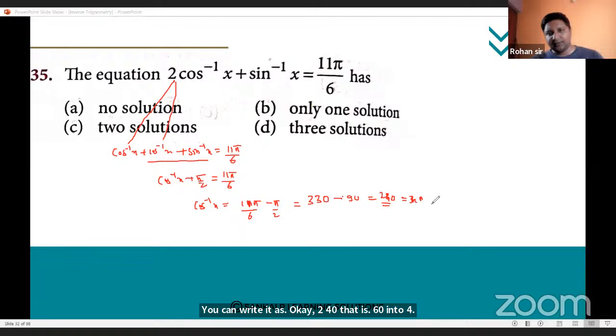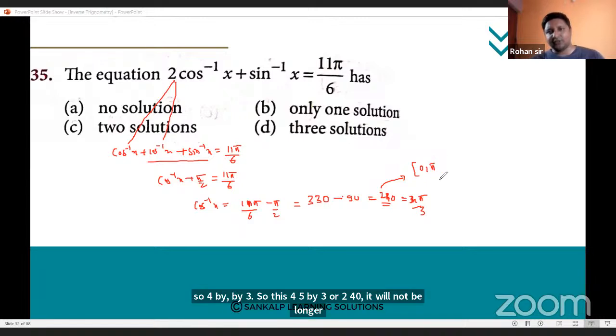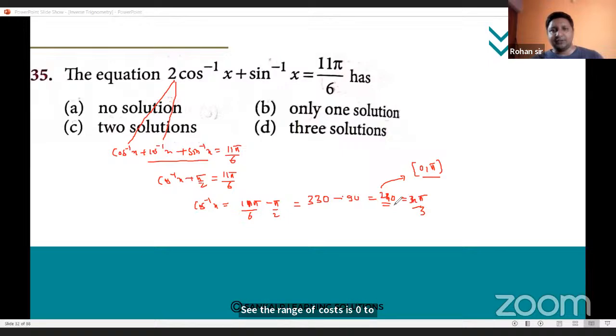So this 4 pi by 3, or 240, does not belong to the range of cos inverse. The range of cos inverse is 0 to pi, but the solution here is 240, which does not belong to the range 0 to pi. So there will be no solution for the given equation.